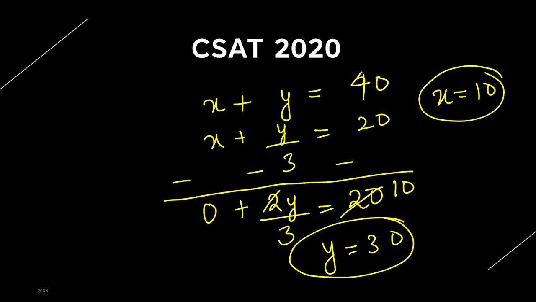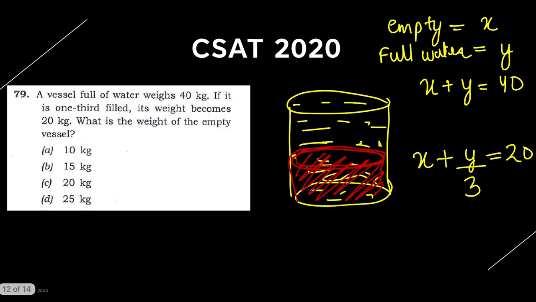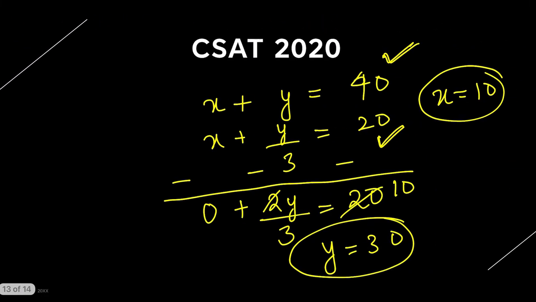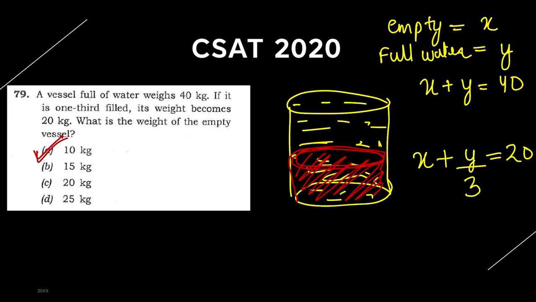When water is completely filled, the weight of water is 30 kg. When only one third water is filled, that is 10 kg of the original amount. So, that makes the total weight 40 kg, or 10 plus 10, 20 kg. So, the weight of the empty vessel is 10 kg. I hope this is clear.